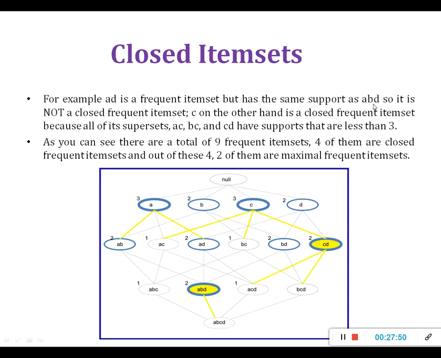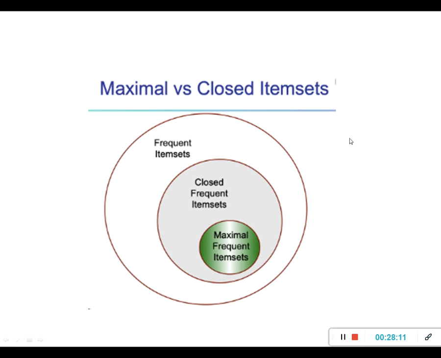For example, AD is a frequent item set but has the same support as ABD, and that's why AD is not closed, because here the support count is matching. So these things we have to keep in mind whenever we are calculating the closed item sets and maximal item sets. What we can say at the end of this is that the maximal frequent item sets belong to the closed frequent and they belong to the frequent item sets. So keep in mind that a maximal frequent item set will be a closed frequent item set and it will be a frequent item set.